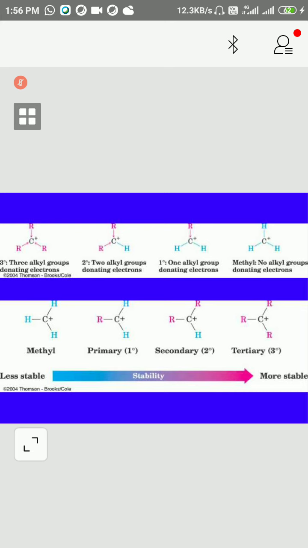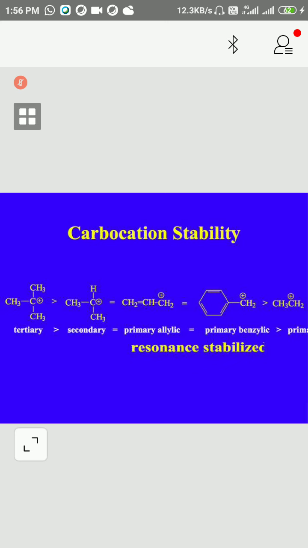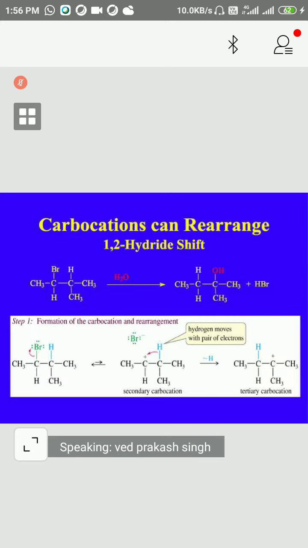In this example of carbocation stability, you can also see tertiary, secondary, primary, allylic. Here there is conjugation, that's why it is more stable in this case. And this is primary benzylic, then primary carbocation. This is the stability order. A carbocation can also rearrange.